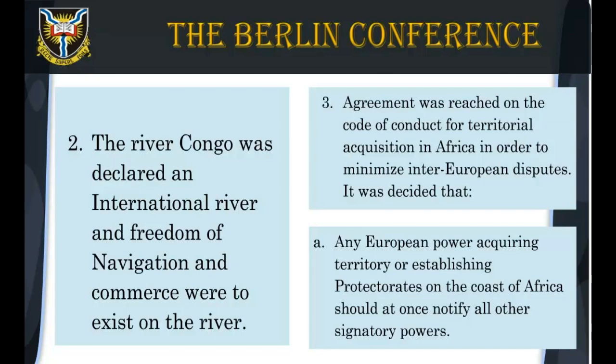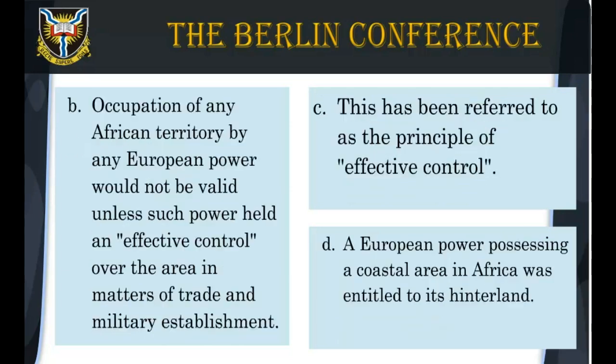2. The River Congo was declared an international river, and freedom of navigation and commerce were to exist on the river. 3. Agreement was reached on the Code of Conduct for Territorial Acquisition in Africa in order to minimize inter-European disputes. It was decided that any European power acquiring territory or establishing protectorates on the coast of Africa should at once notify all other signatory powers.